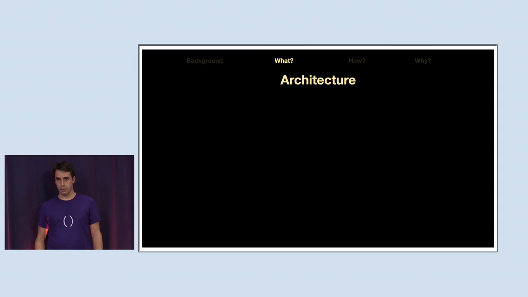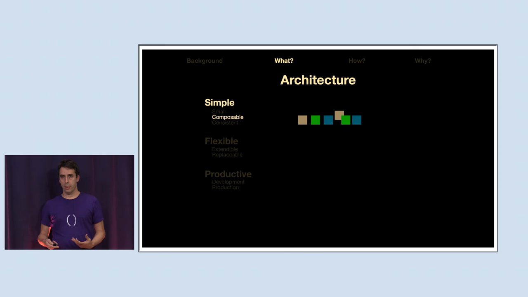So what is Polylith? Polylith is a software architecture, mostly for the backend. It's simple, flexible, and it makes you productive. It consists of small building blocks that are easy to combine and compose into services, tools, and libraries. It also helps you keep your code base consistent, because we have only one of each building block, so we don't add any code duplication to our code.